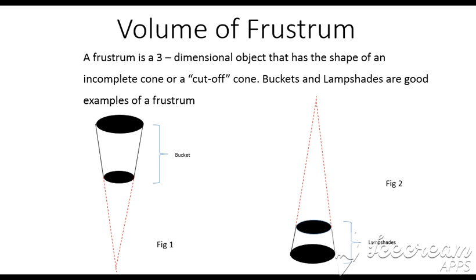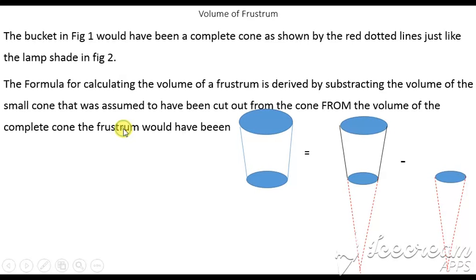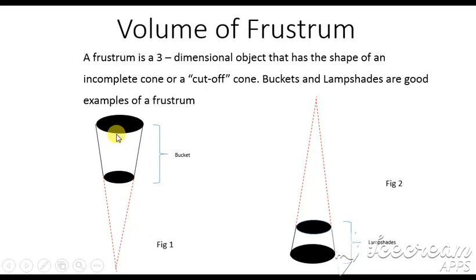A frustum is a three-dimensional object that has the shape of an incomplete cone or a cut-off cone. Examples of frustums are buckets and lampshades. Now, as you can see from this diagram here, this is the shape of a bucket. This is how a bucket looks.